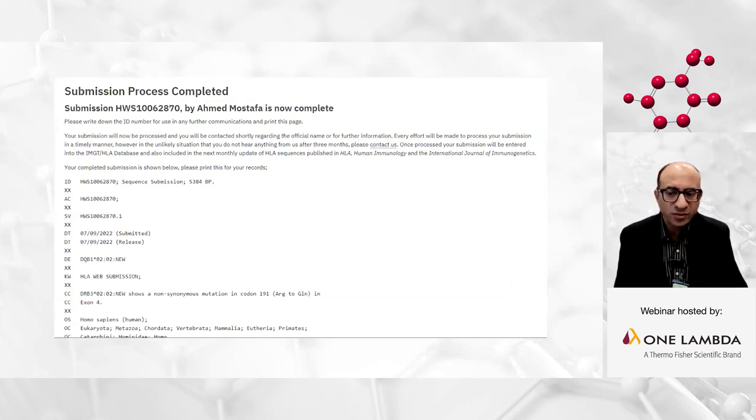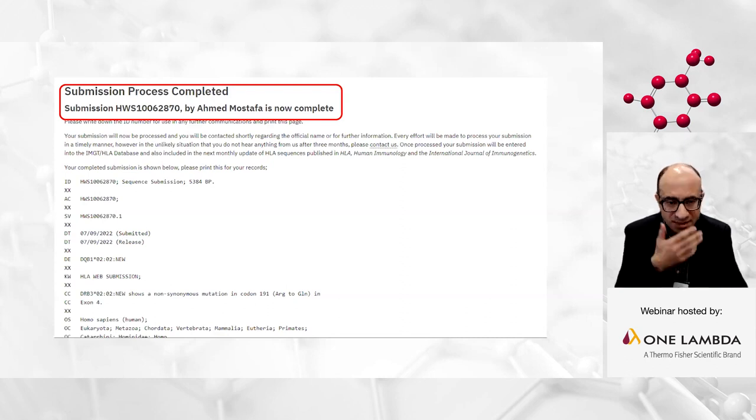So you will get a confirmation message that your submission is complete, and you will get a submission number. Again, this is the number that you can use to track your submission to the IMGT. And the staff of the IMGT are very helpful. They can guide you step by step if you have any questions as well.